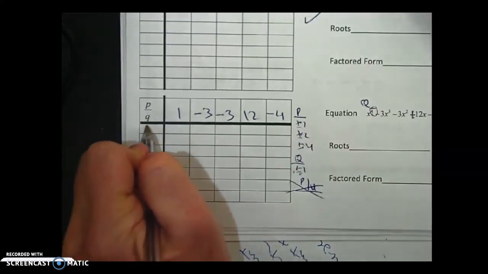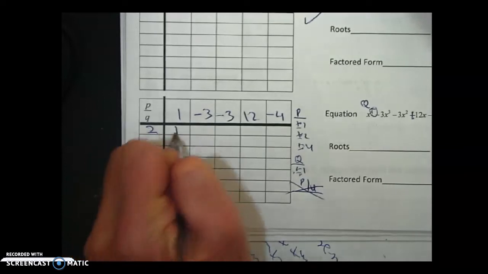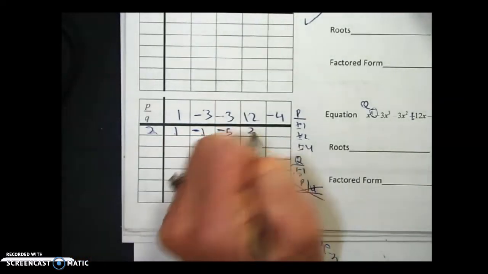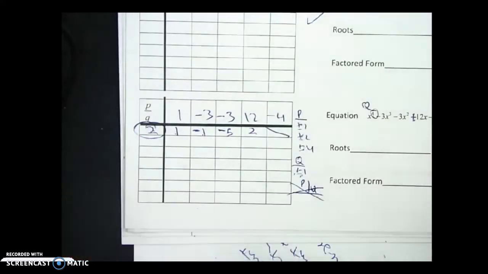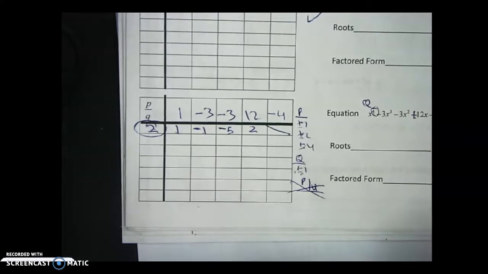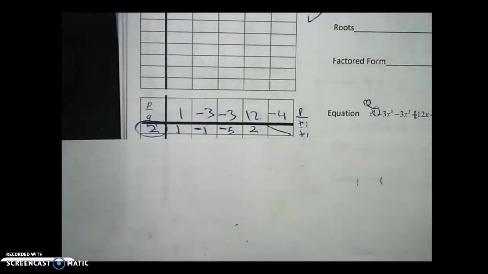I'll try 2. Bring it down, this times this plus this. This times this plus this. This times this plus this. Oh, cool, it works. So I'm going to start giving you alternative routes every single time. You don't have to go these routes, but I want you to just see.